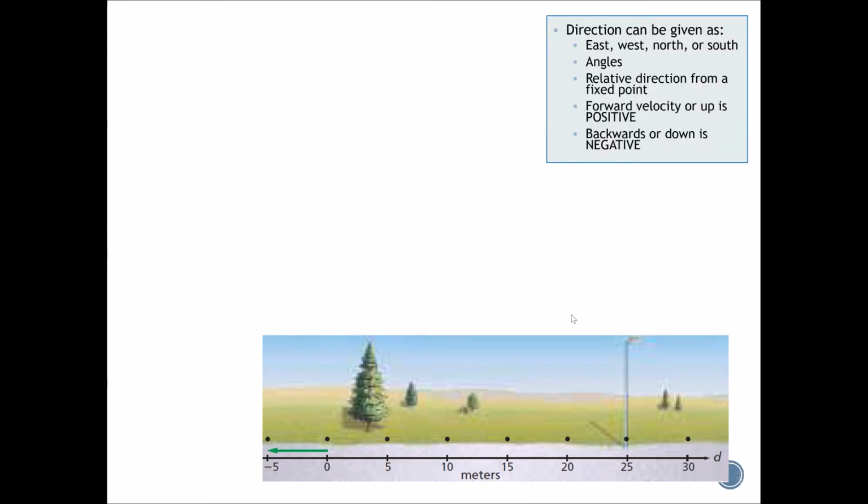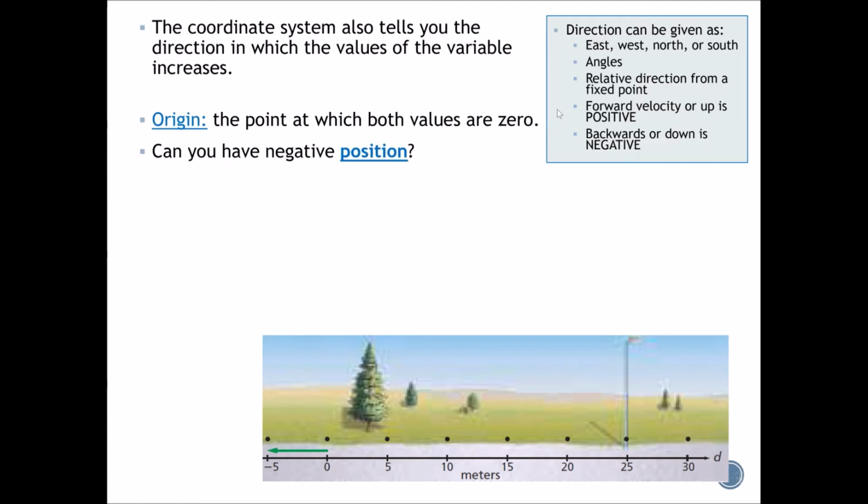You're going to be giving directions to indicate where the object is from the origin, and these directions can be given as east, west, north, or south, as angles, as a relative position from any fixed point. You'll also denote a positive direction and a negative direction because physics includes math. A positive and negative value in your equations is very important.